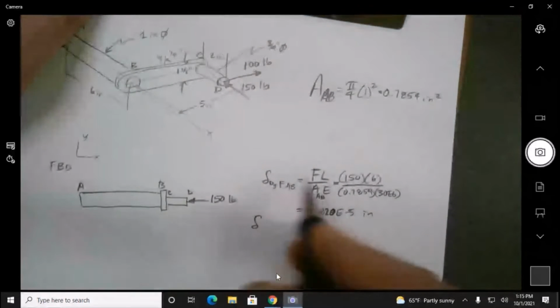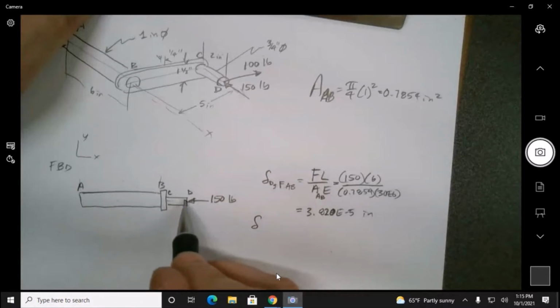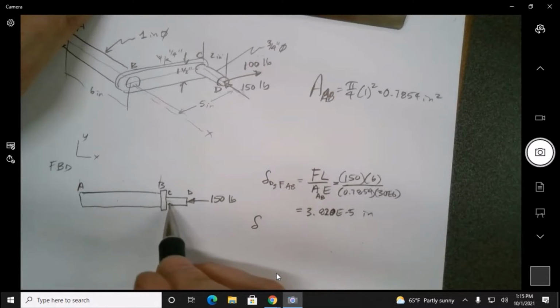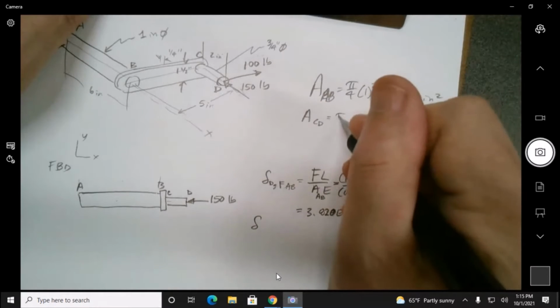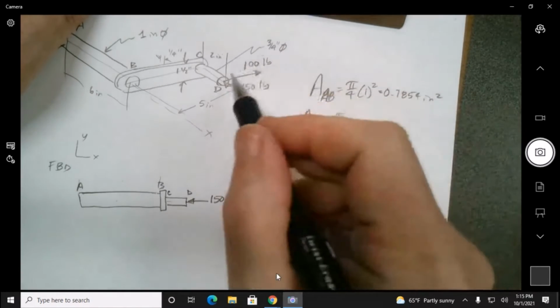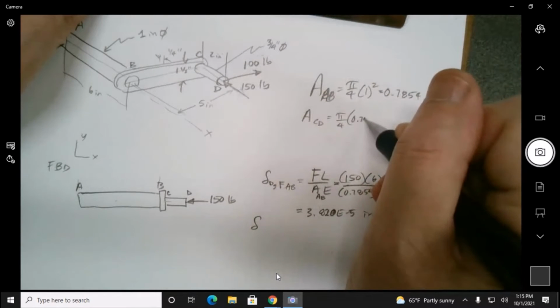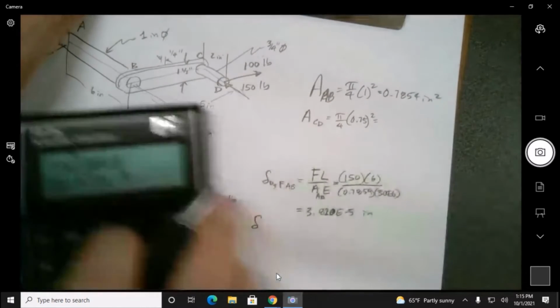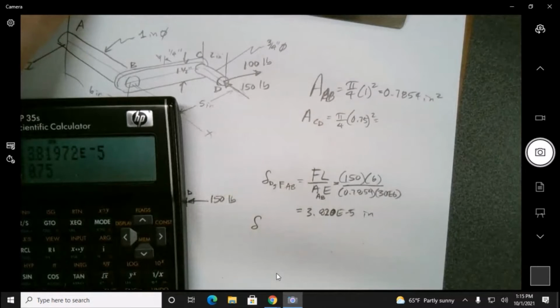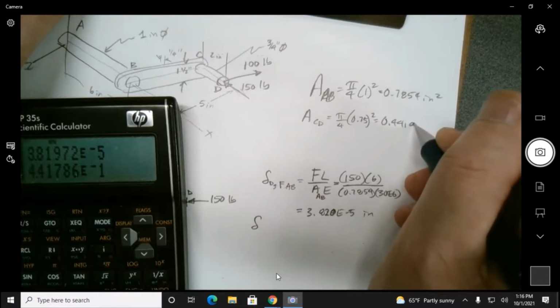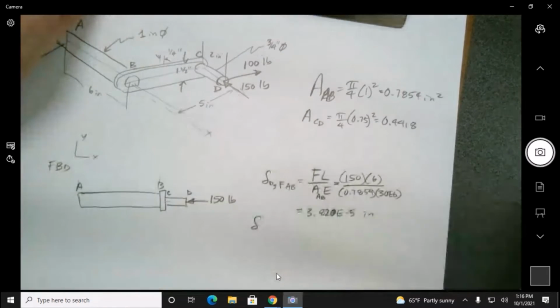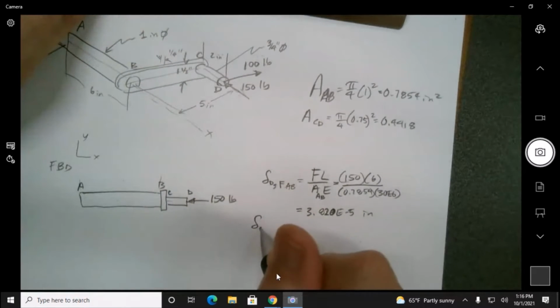And then we also want to have the deflection of this little guy right here. So he's going to be the area of CD, and that's going to be even smaller, right? Because he's only 3/4 of an inch, 0.75 squared times pi over 4, right? So we have 0.4418.